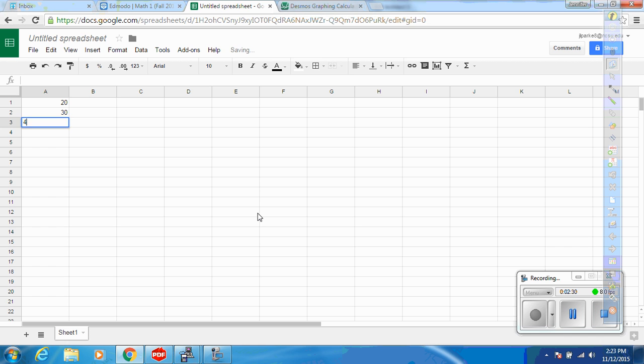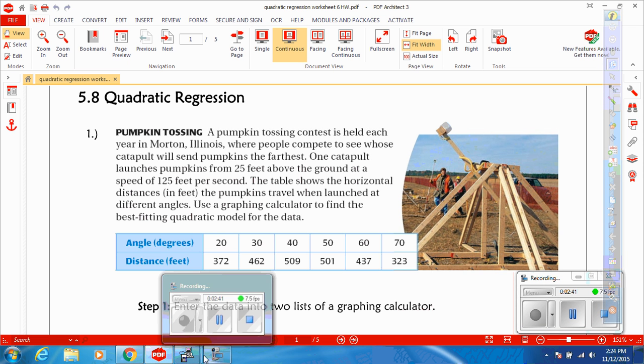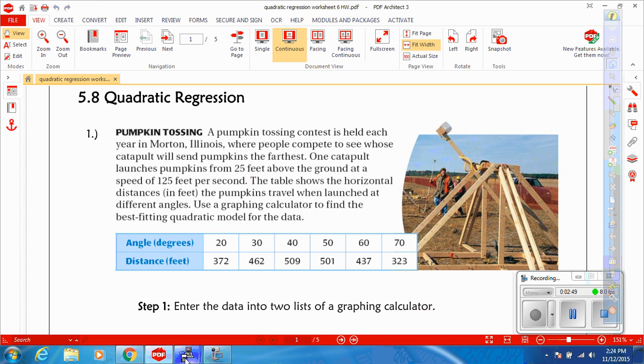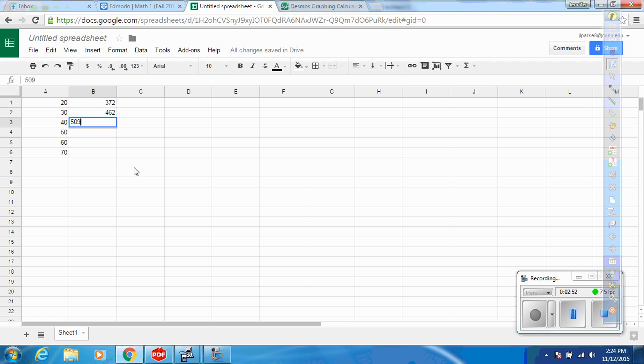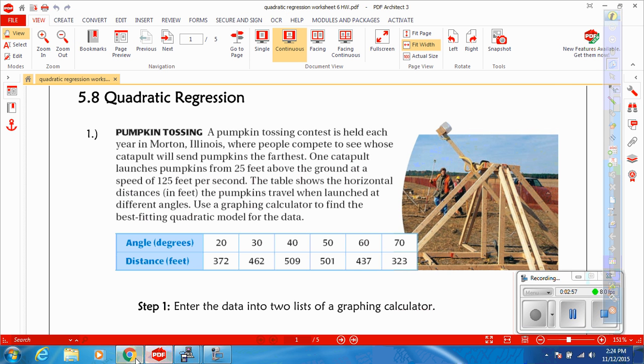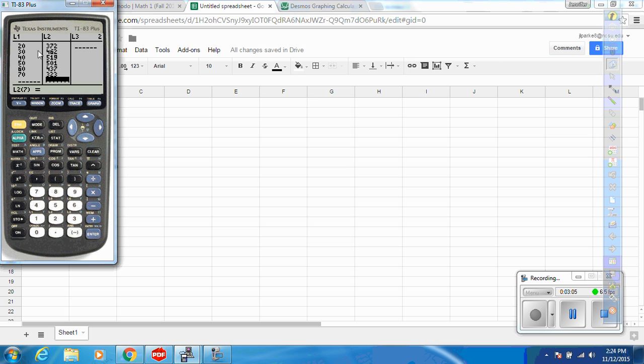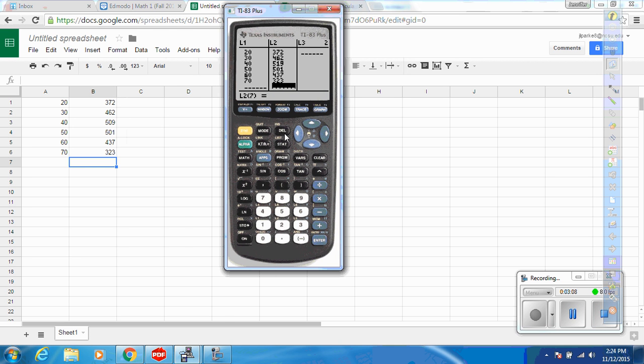So 20, 30, 40, 50, 60, 70. You can put in your data just like you put it into your calculator. 372 and 462, 509 and 501, and 437 and 323. So if you don't have a graphing calculator, by all means, use Google Sheets, and you can still figure out what your regression is.